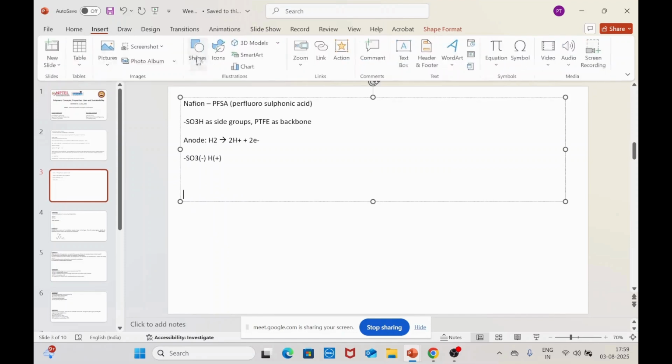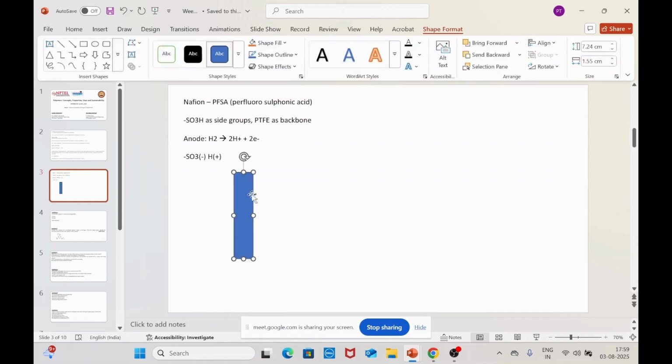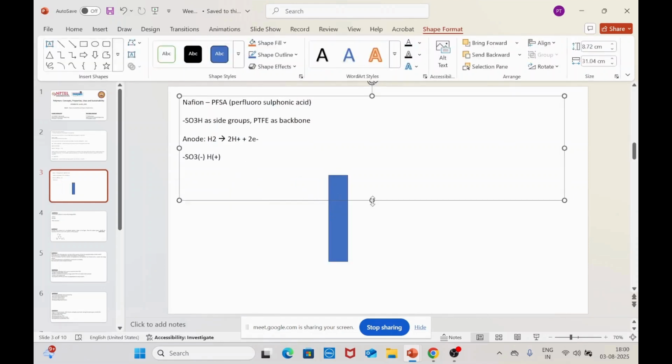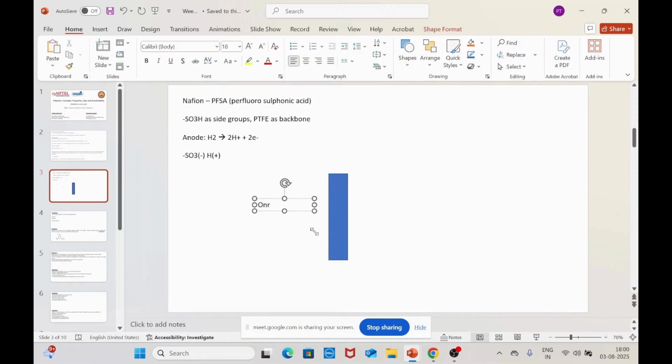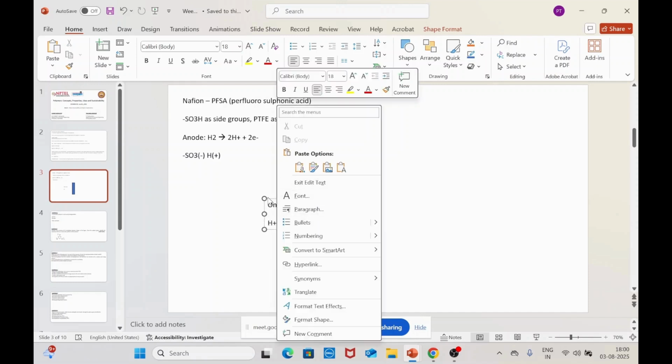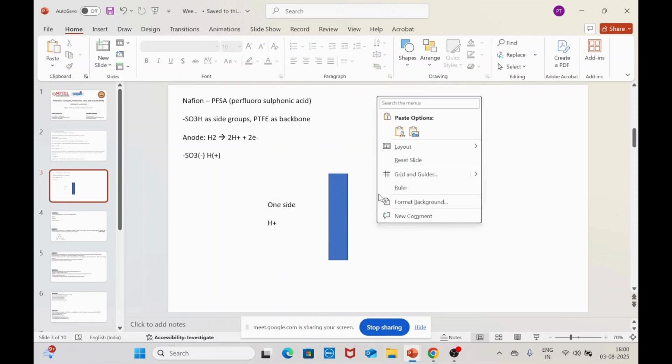Let me just put up a picture. If you consider this as one side, and these H plus ions are going, then it is going to attack this SO3H group, and as I said, this H plus ion will occupy the site of the H plus in the SO3H group, and the knocked out H plus ion will go and interact with another SO3H group, and this keeps on happening until one H plus ion comes out on the other side of the membrane.